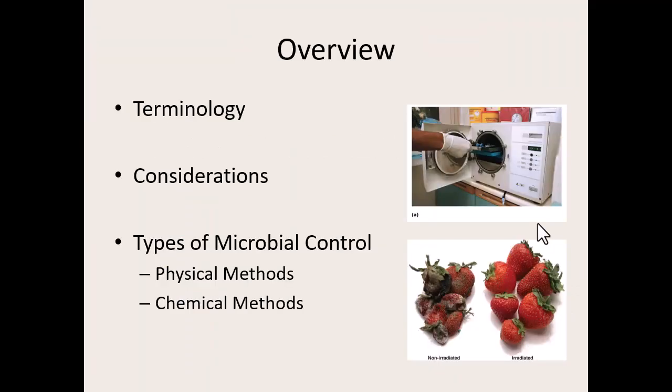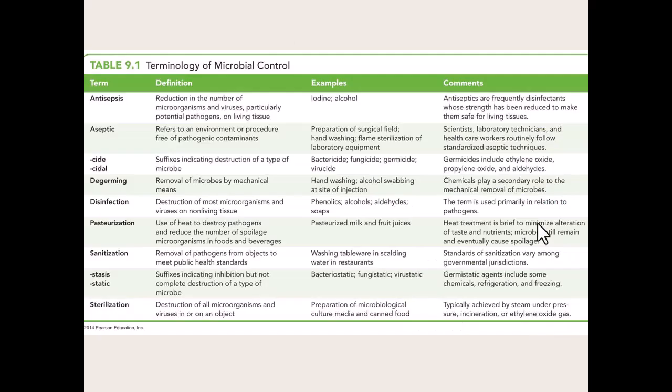So in this chapter, we're going to go over some terms when we're talking about microbial growth, and some considerations on which antimicrobial we are going to choose. And then we group it into physical methods of controlling microbes from growing and chemical methods of controlling microbes from growing. So there's a lot of terms on there. This comes right out of your textbook. I know your textbook has a similar table in chapter 9. Same things in the table.